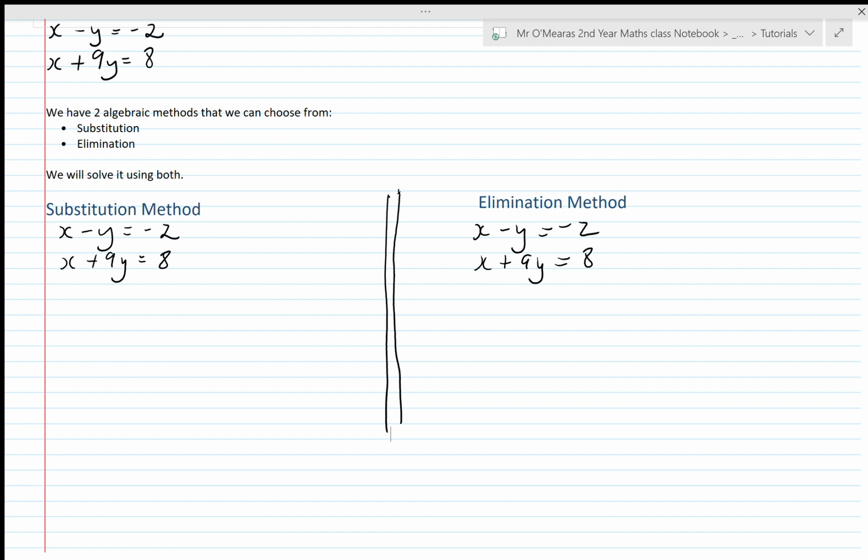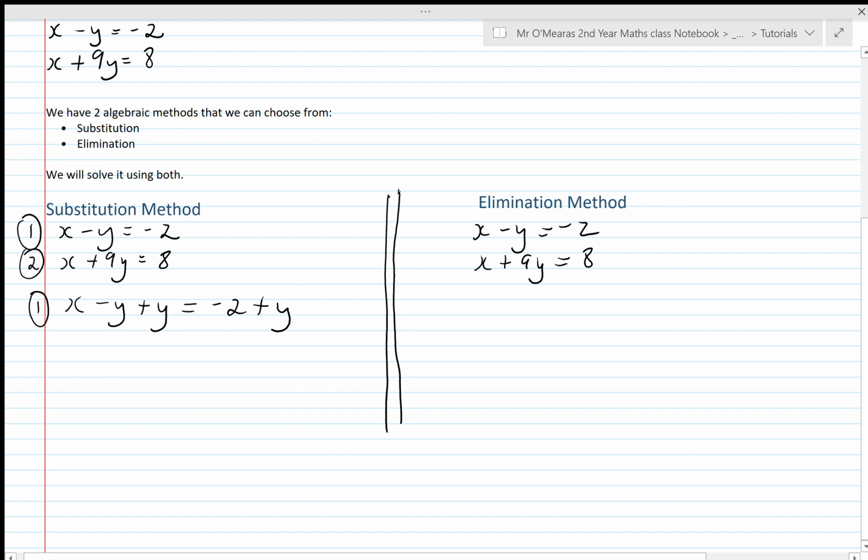So the substitution method is first. The idea basically here is that you would rearrange one of the lines. You look and see, you want to isolate one of the variables on its own. So we're going to take the first line and get x on its own. So that will be x minus y plus y equals minus 2 plus y. This is the first equation and this is the second one, and we're taking the first one and getting x on its own.